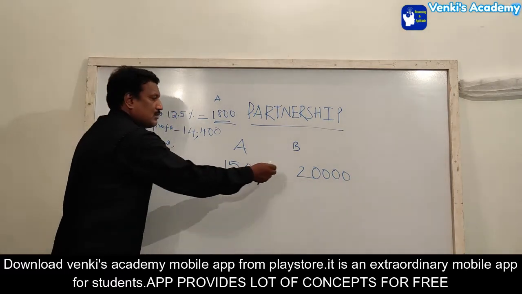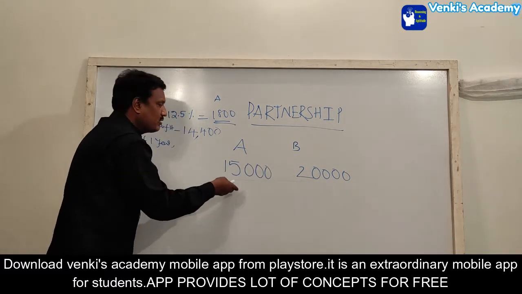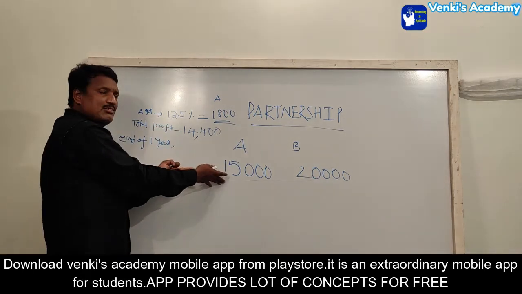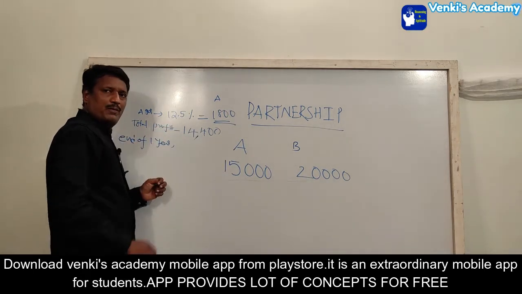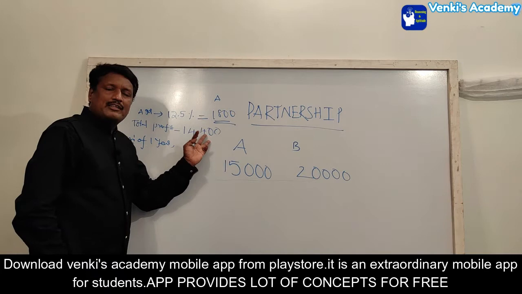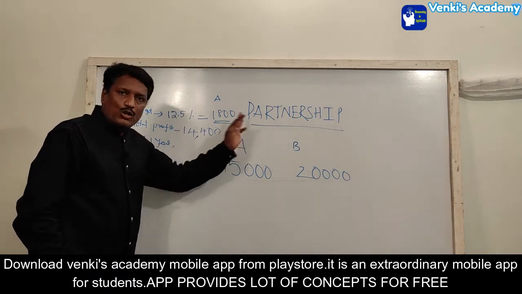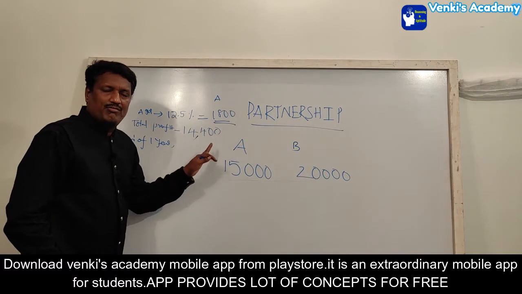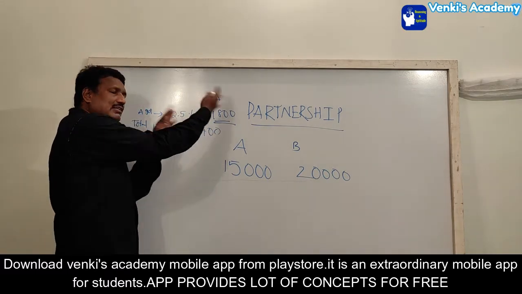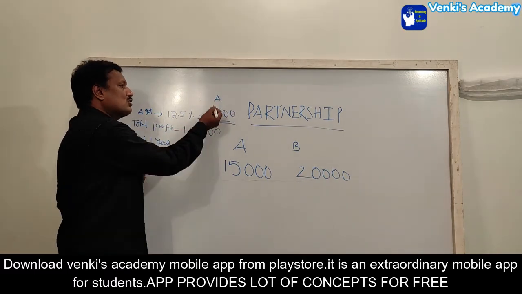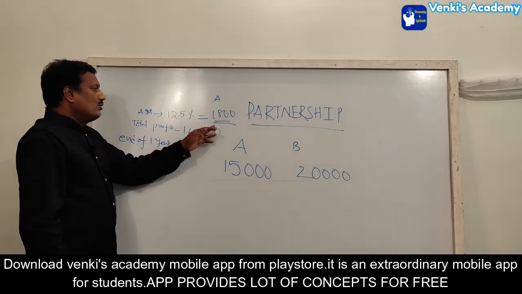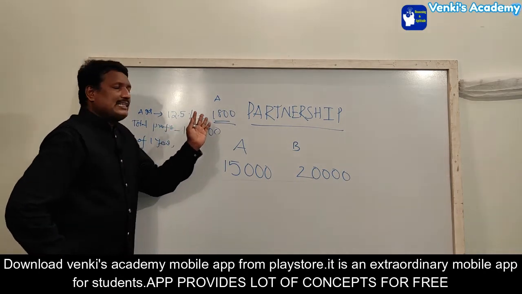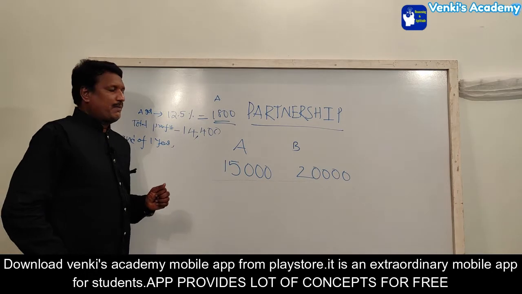Not directly equal, but by simplifying we will get the investment units, the equal parts for this amount. This amount is 100% profit according to the norms. First, A got 12.5% of profit for the sake of managing the business. So we divide this amount 1800, which goes to A. Now we have to subtract this 1800 from 14,400.